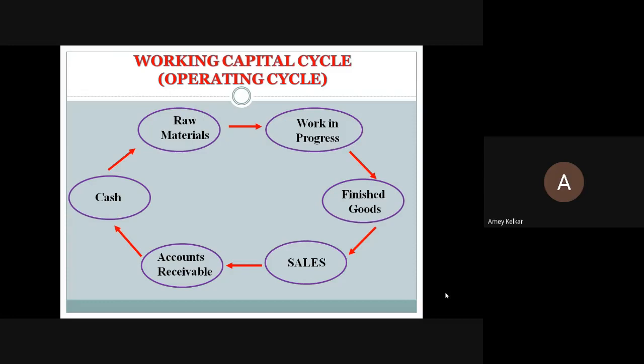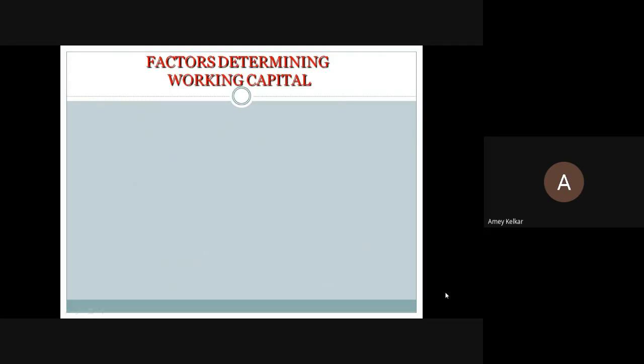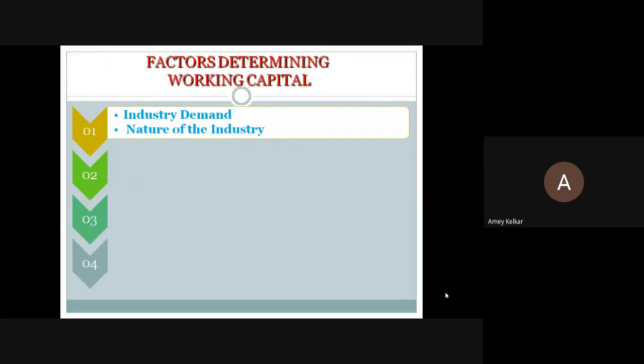So now, the factors determining working capital. We have four factors, broadly classified, which determine the working capital. One is industry demand and the nature of the industry. For example, if we take a part of the civil industry, the crisis of sand: in between there was a crisis of river sand, availability was very low, and at that time we needed sand. So we procured the sand somehow, legally or illegally, at a higher rate. At that time, suddenly the working capital requirement increased.